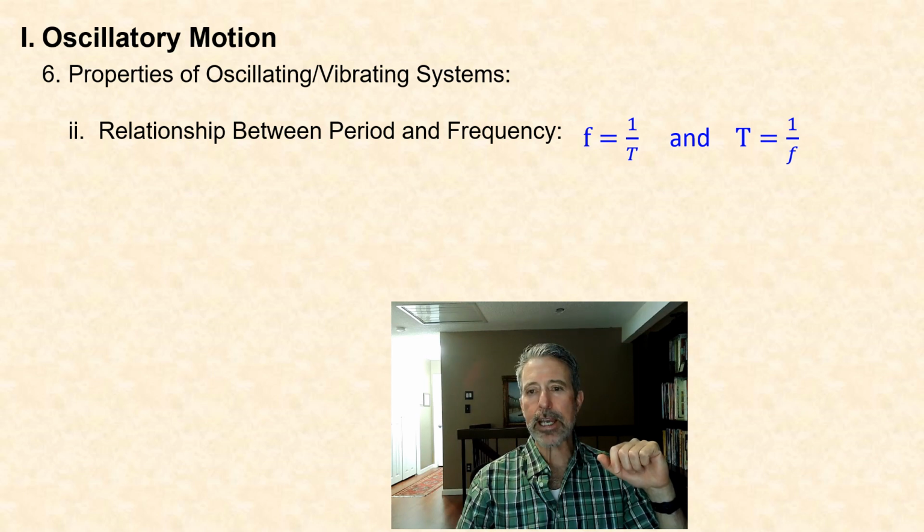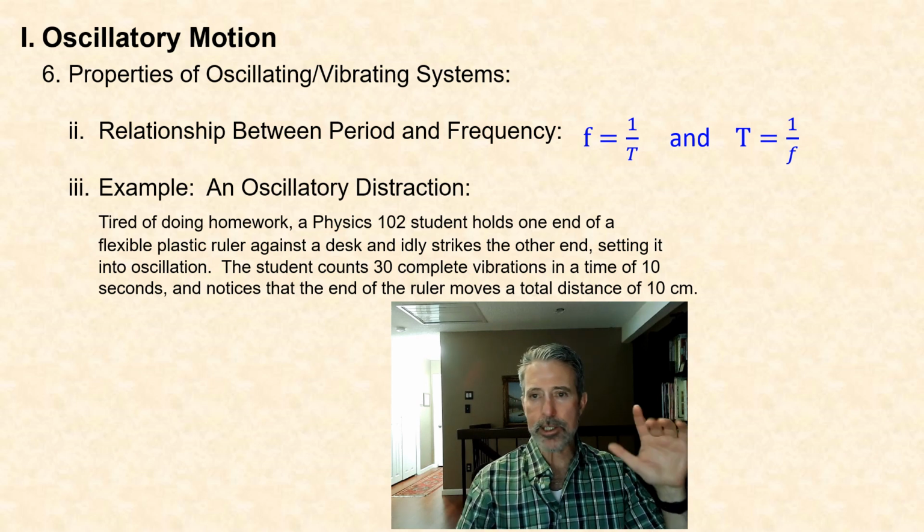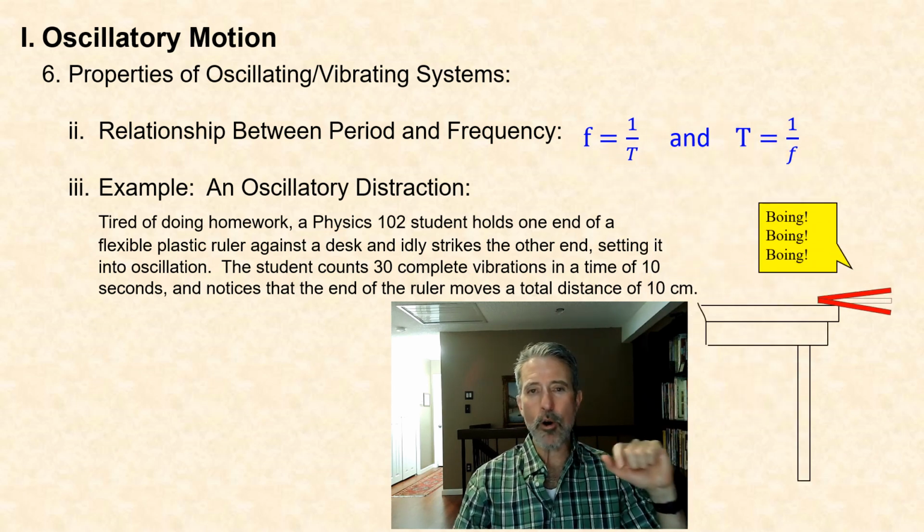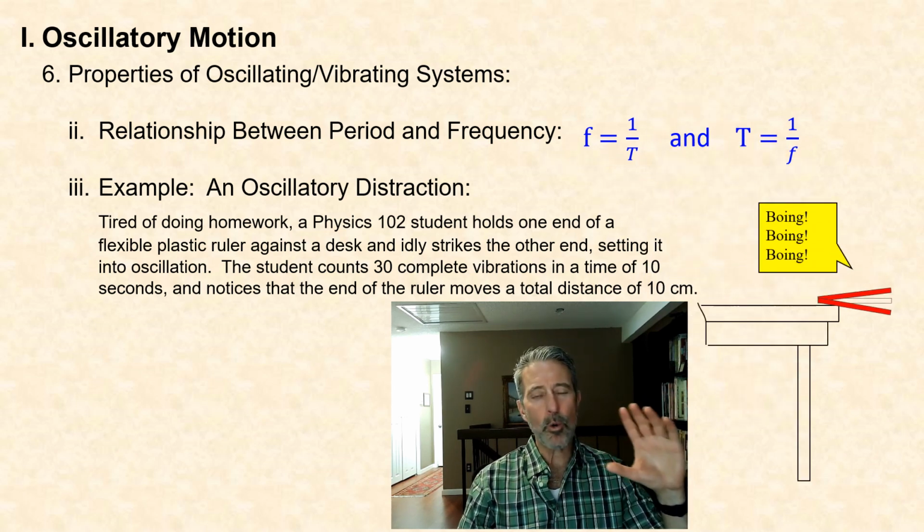So let's take a look at a simple example to help us get some practice with these kinematic quantities that we introduced in the previous slide. In this example, we're told, tired of doing homework, a Physics 102 student holds one end of a flexible plastic ruler against the desk and idly strikes the other end, setting it into oscillation. The student counts 30 complete vibrations for the end of that ruler in a time of 10 seconds, and notices that the end of the ruler moves a total distance of 10 centimeters.